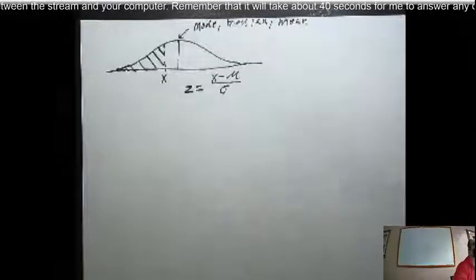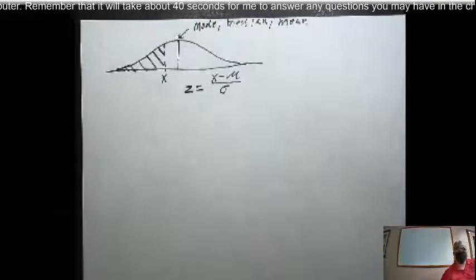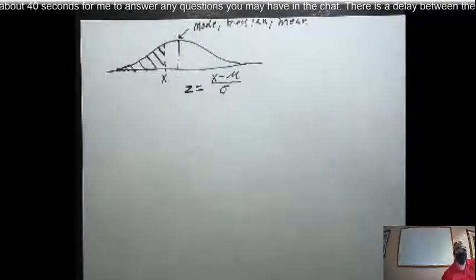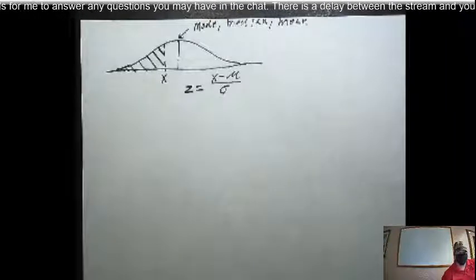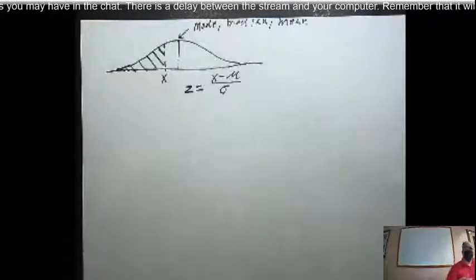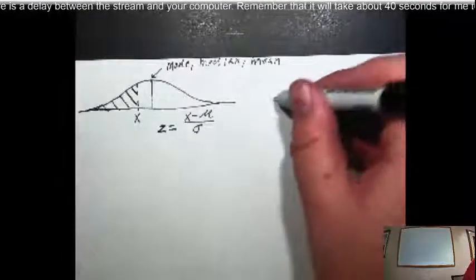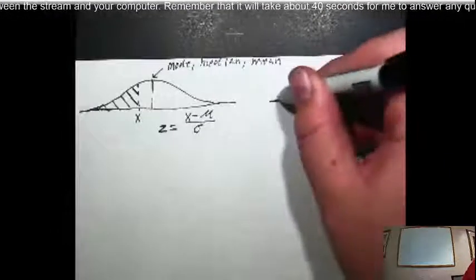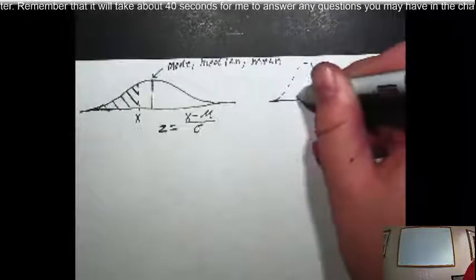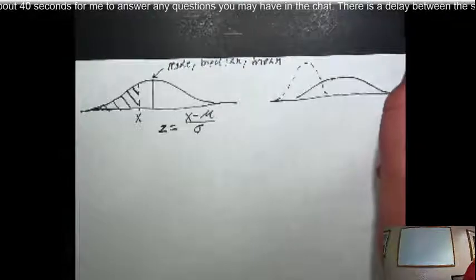Now, this can actually be applied to binomial distributions as well. I don't have a good example of one, but I can kind of sketch one out for us. So if we have a binomial distribution, it's kind of like having two of these. So maybe something like this.